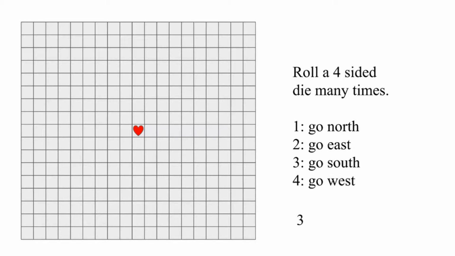I roll a 3, so I go south. I roll a 1 next, which brings me back north. Next I've rolled a 1, I go north again, then a 4, I go west. A 1, I go north. A 2, I go east. Another 2, east. Another 2, east. Another 1, north. Another 2, east. This is a 10-step random walk.